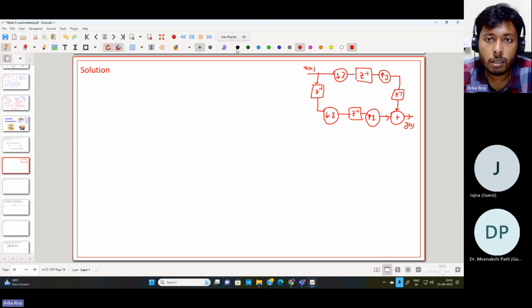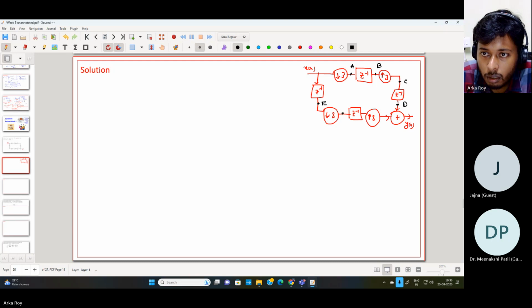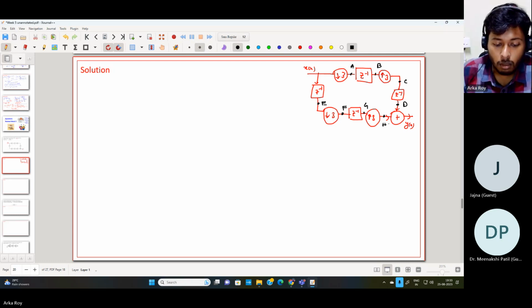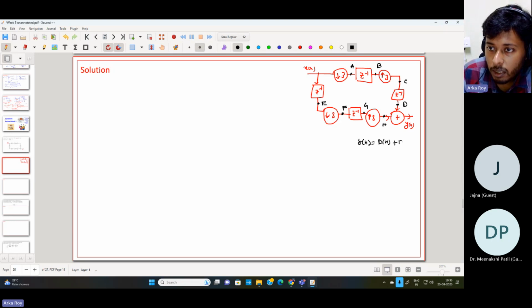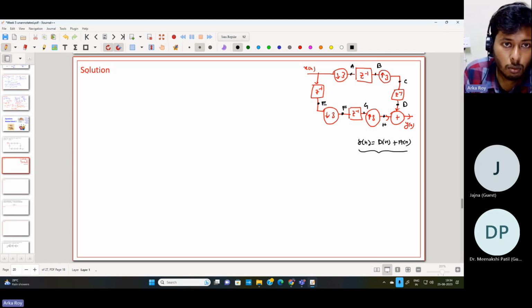So let's start solving this particular equation. The output at each location I am annotating as A, B, C, D, E, F, G, H. So y[n] is equal to d[n] plus h[n]. So we need to go along with d[n] and h[n]. So let's start solving with x[n].